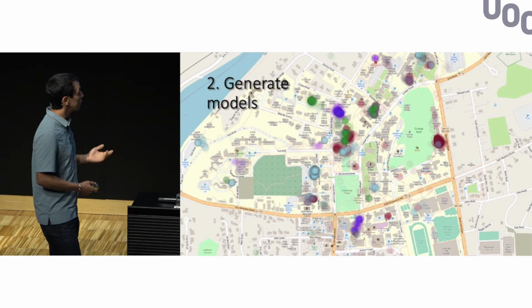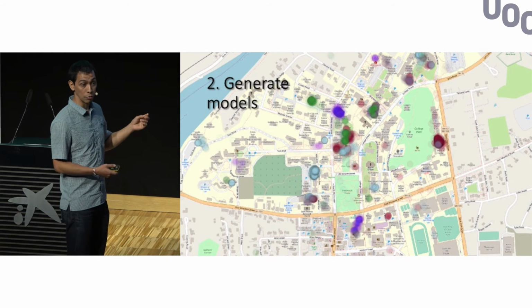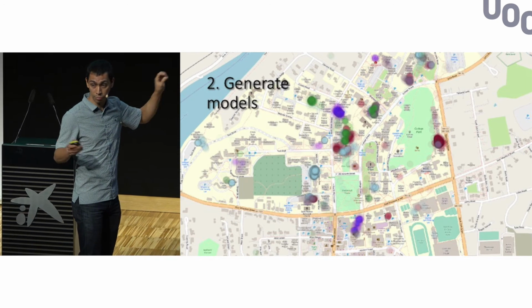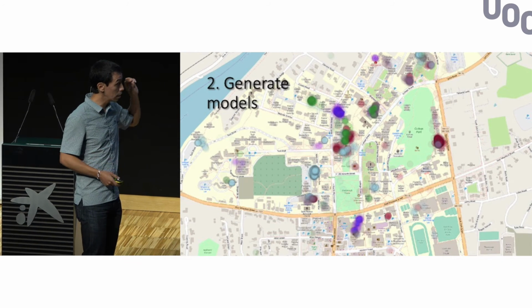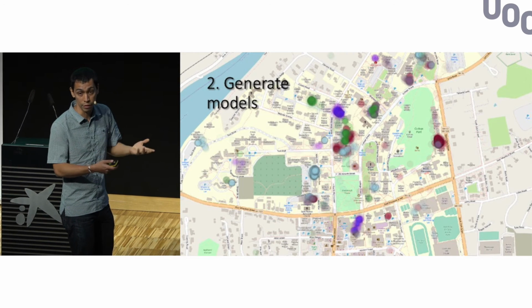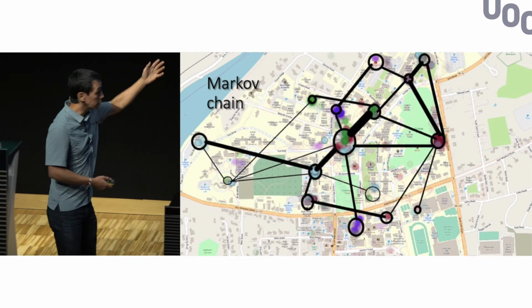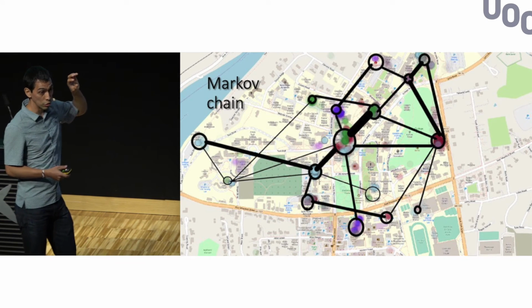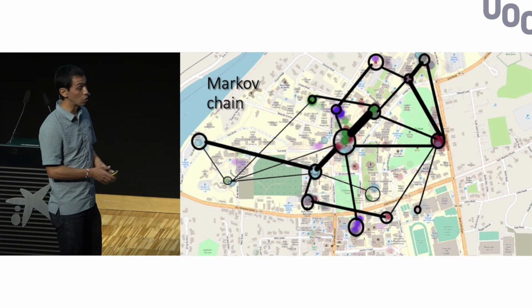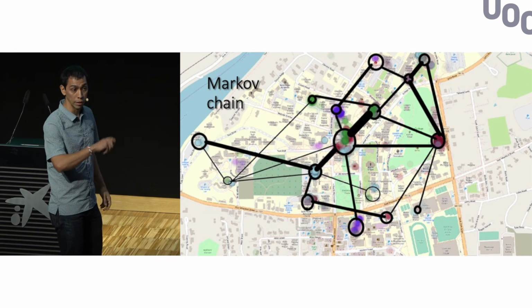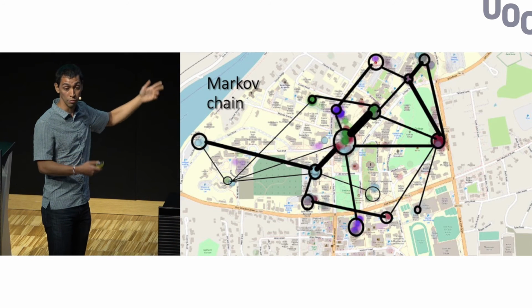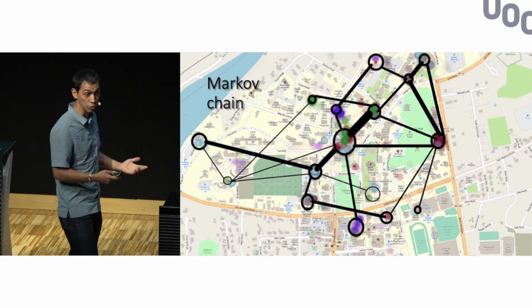Another option is that we can generate models. Actually, what we did before was take all the GPS points that we have in the beginning and obtain the points of interest. So this is like the first step of a model. The second step could be, after inferring the points of interest, their probabilities of moving from one to the other. So we could have a map of the university and the movement of students there.